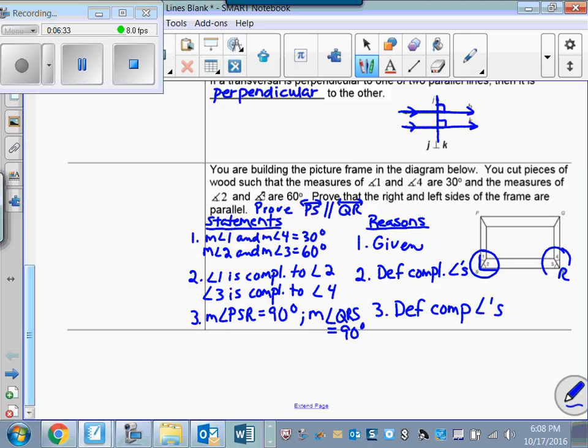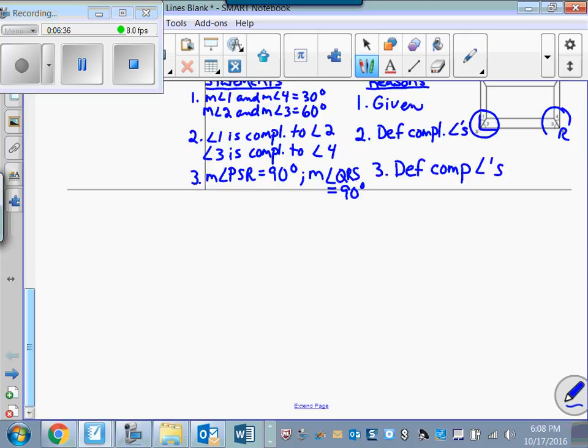All right, like I said, you may think of a little bit better way or a quicker way or a different way to do this. We can certainly talk about it in class. So what I would do next is I would say that angle PSR and angle QRS are right angles. And how do I know that? Well, because that's the definition of a right angle. A right angle is an angle whose measure is 90 degrees, and I just said that in step 3, so I'm going to say they're right angles because of the definition of a right angle.